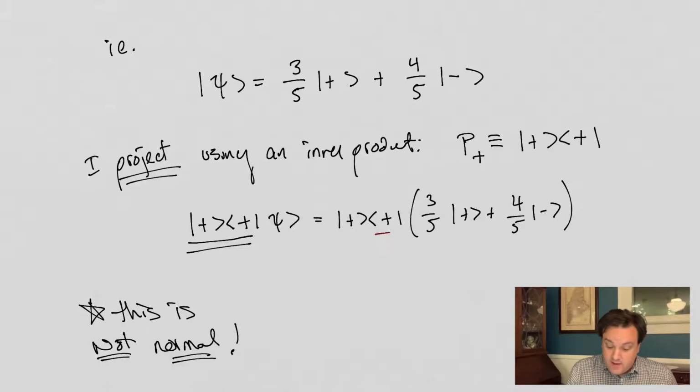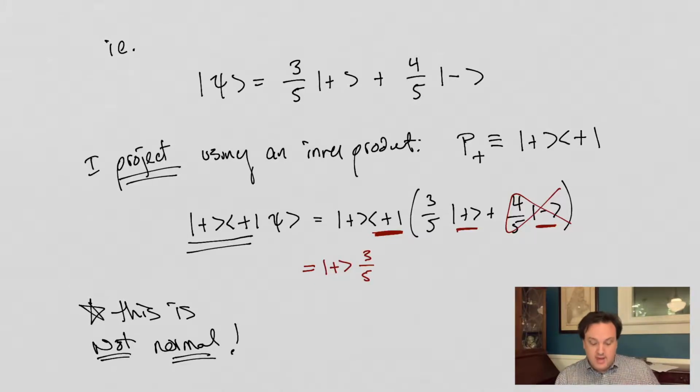If I now take the inner product of this term with this, well, they're orthogonal, so that's going to be 0. And if I take the inner product of this again with the first term, well, I get 1. And so what do I end up with? I end up with plus times 3/5. So I've taken out the part of the state that corresponds to the plus.